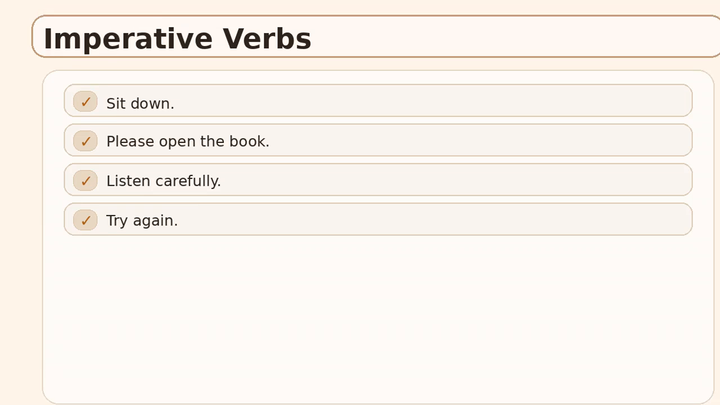Imperative verbs are used for commands, requests, instructions, or advice.